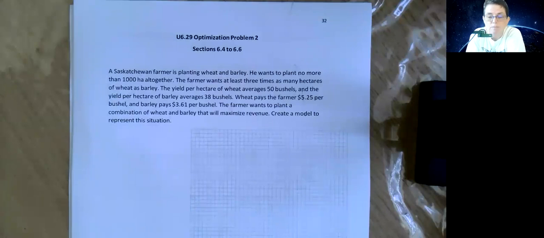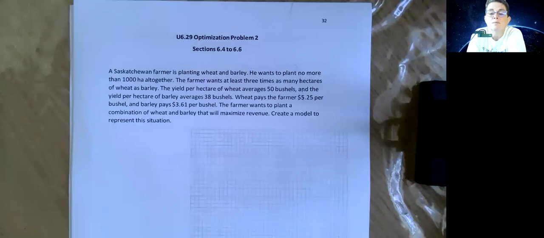A Saskatchewan farmer is planting wheat and barley. He wants to plant no more than 1,000 hectares altogether. The farmer wants at least 3 times as many hectares of wheat as barley. The yield per hectare of wheat averages 50 bushels, and the yield per hectare of barley averages 38 bushels.